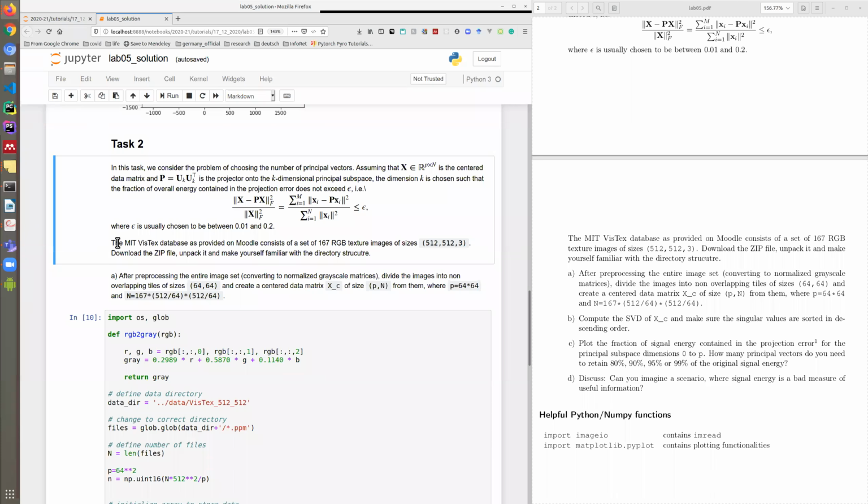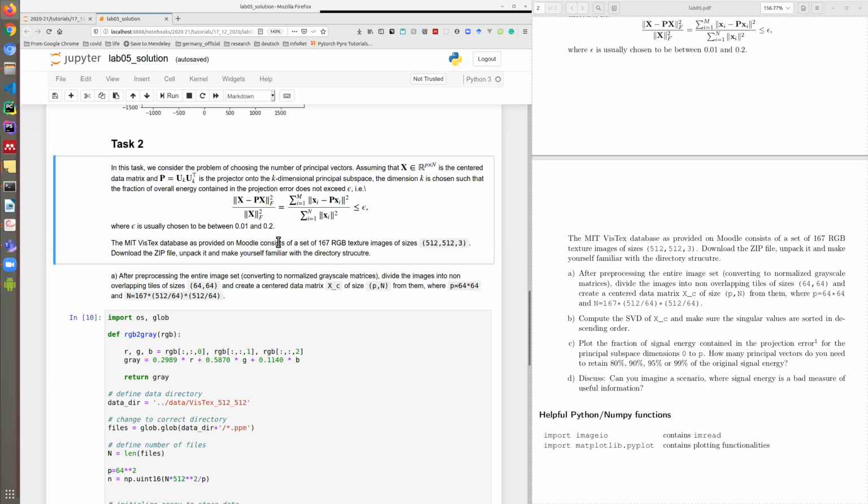For this purpose, we take help of the MIT Viztex database. And by the way, I haven't uploaded that in Moodle, and interestingly, none of you asked me. It was actually greater than 100 MB, so I was having a problem uploading it because the limit right now is 100 MB. But I will see if there is a way to do that after we are finished with this lab.